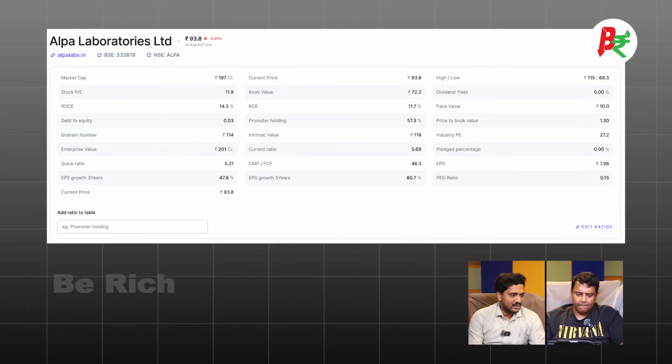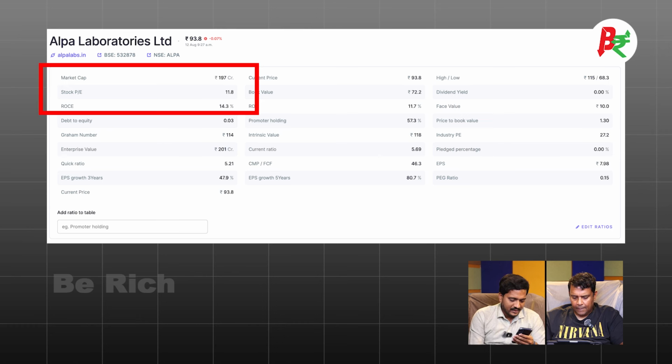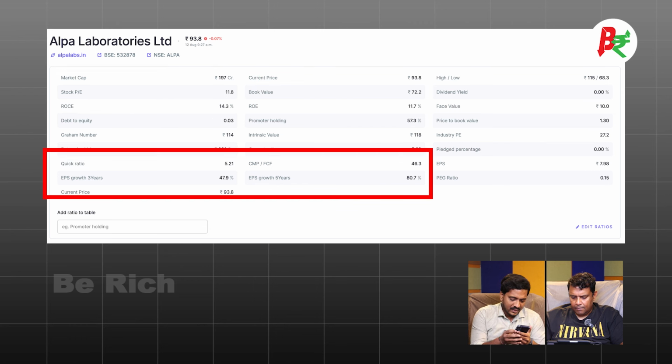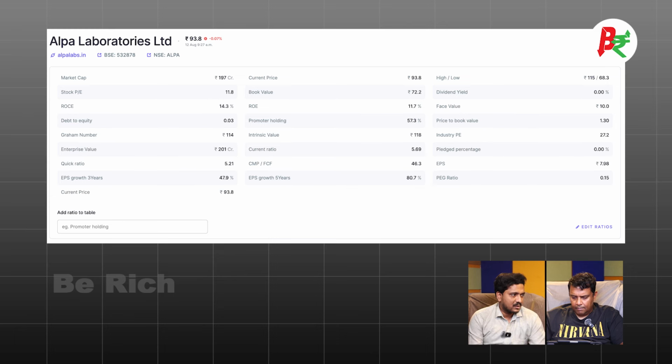I want to say the pros of this company. So when looking at the screener, I saw the PE details and all. So I'll say it one by one. The share price is 93 rupees. And for that 93 rupees, the PE is around 11. And the EPS for 5 years is 80% and for 3 years is 47%. So going by the numbers, it is looking good.